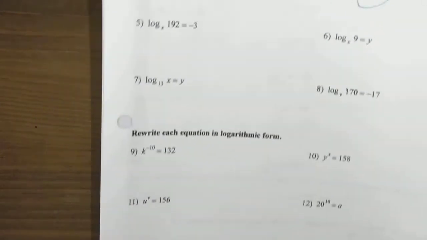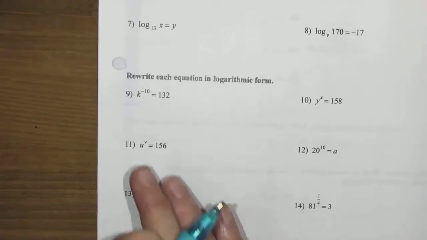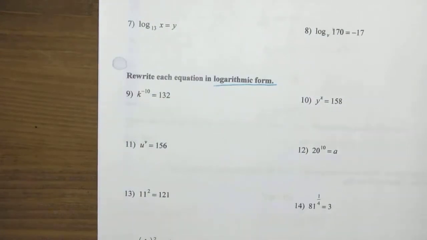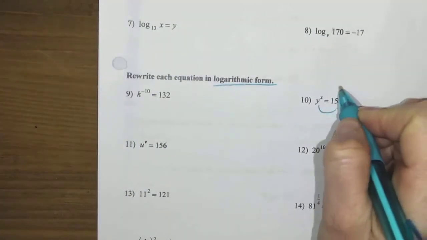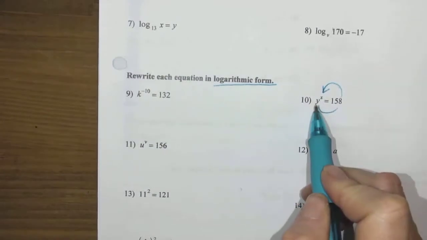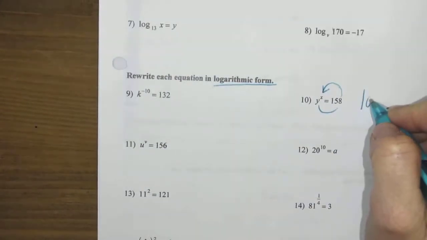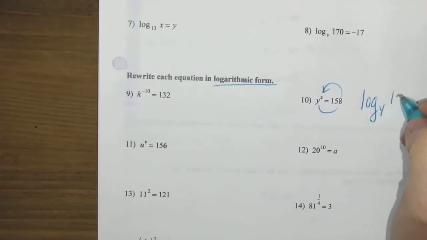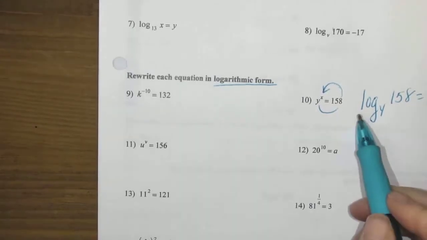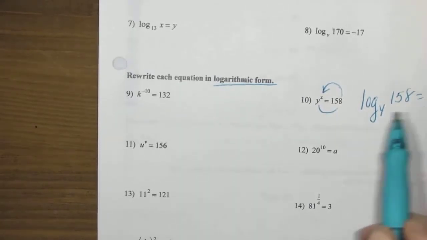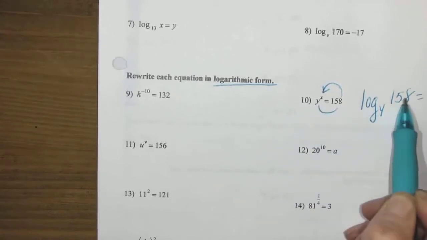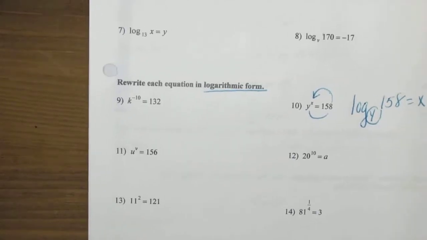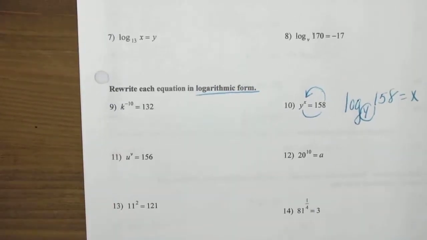Next section, 9 through 16, they are in exponential form, and you need to write them in log form. Again, going around the block, as I like to say, starting with the base. So you'll do log, the base is y, of 158 you write next, equals x. Logs always equal the exponent. So it's the y first, the 158 second, and the x last. Please make sure your y is small and written as a subscript. So that is the second section, 9 through 16.